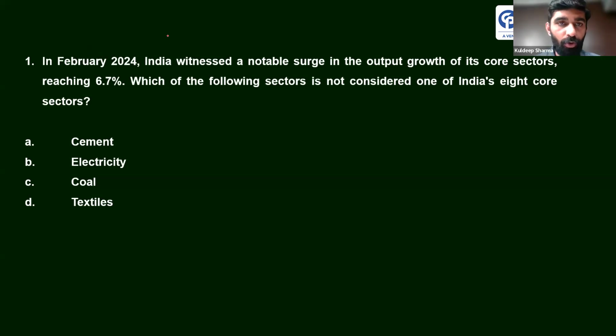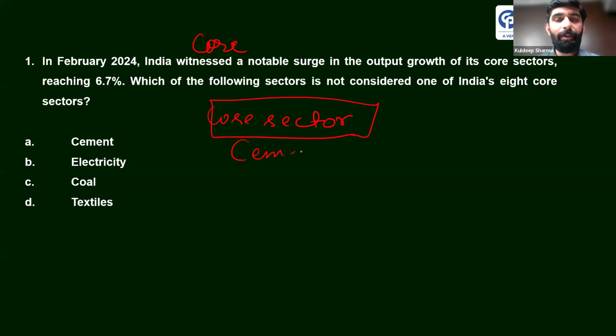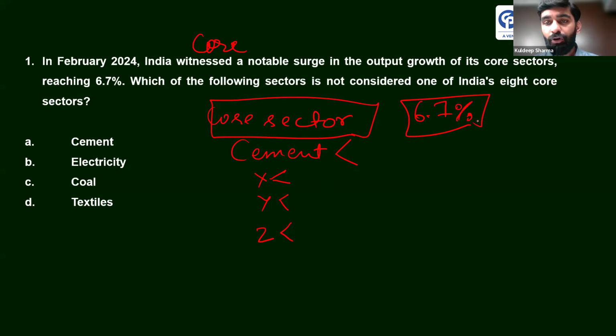So the first question is regarding core economic sectors of India. In the news, it has been reported that in the month of February 2024, India witnessed a surge in the output growth of its core sector, which means whatever are the constituents of the core sector. For example, let's say cement is part of the core sector, and the second is X, third is Y, fourth is Z. Whether each was growing or decreasing, the total output growth of the core sectors increased by 6.7%, which means the economic indicators are showing a positive picture.